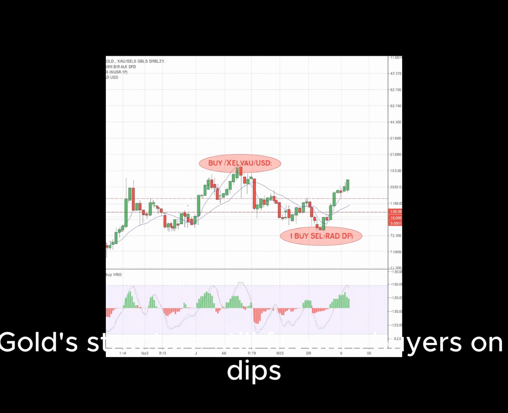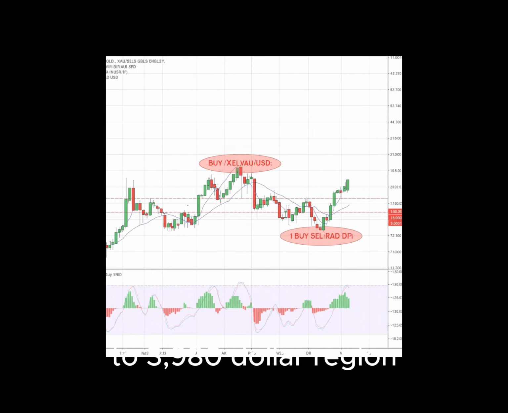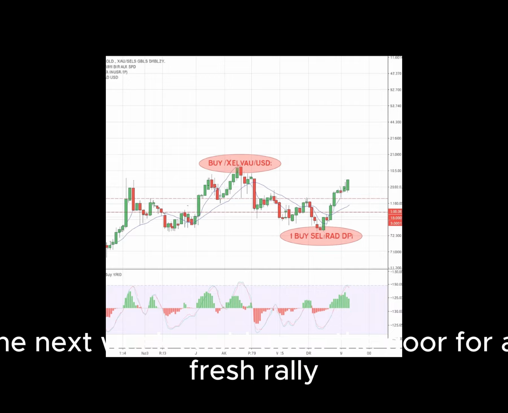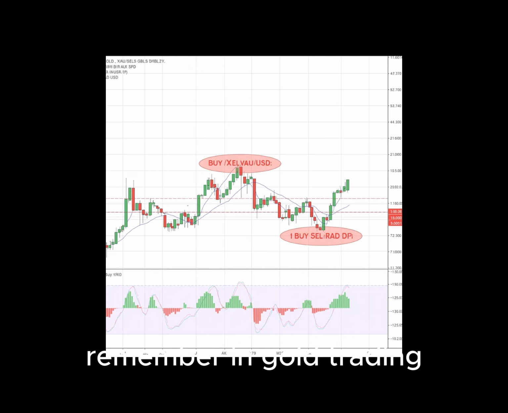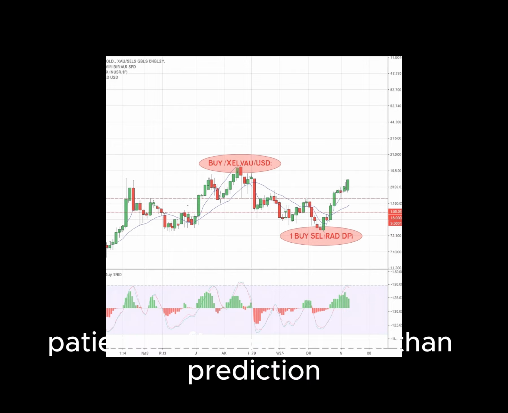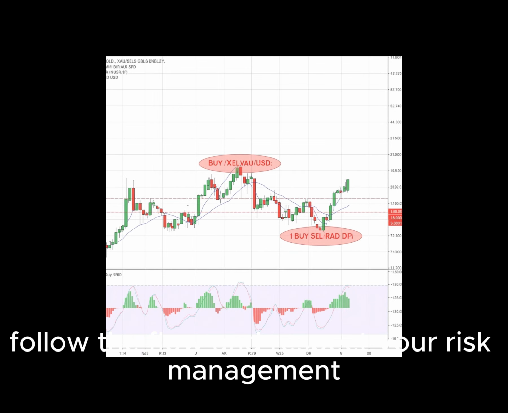Gold's structure still favors buyers on dips as long as the price holds above the $3,970 to $3,980 region. The next week could open the door for a fresh rally if global sentiment remains supportive. Remember, in gold trading, patience often pays more than prediction. Watch the range, follow the flow, and respect your risk management.